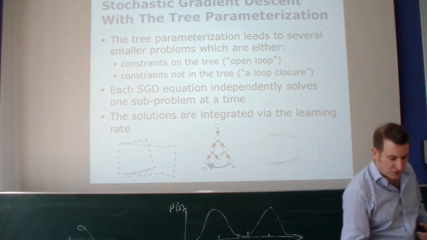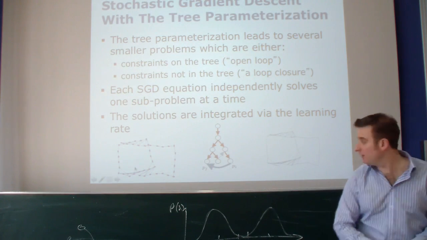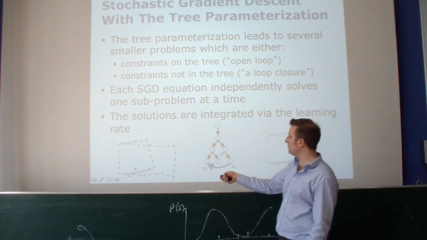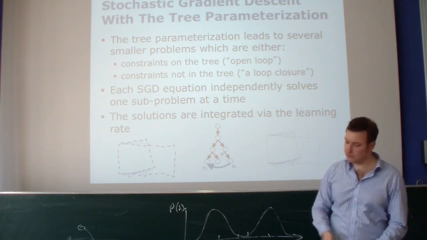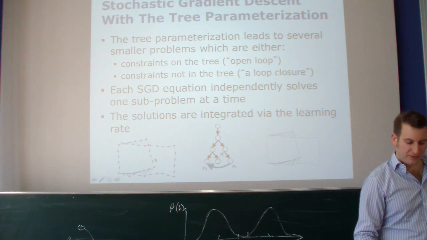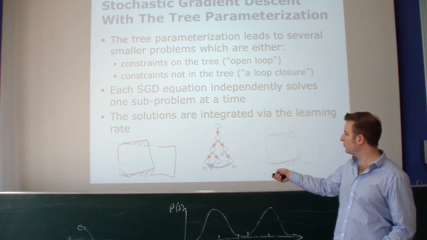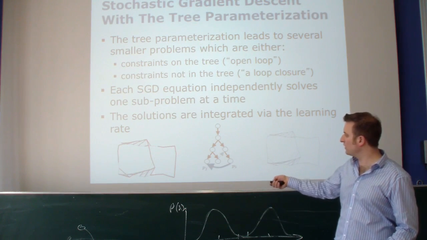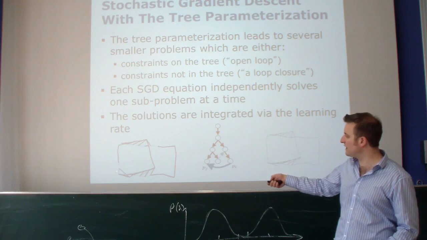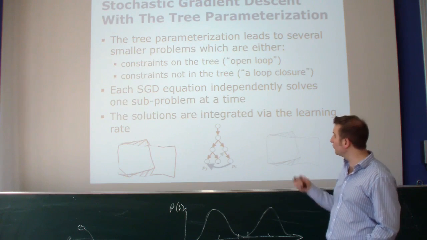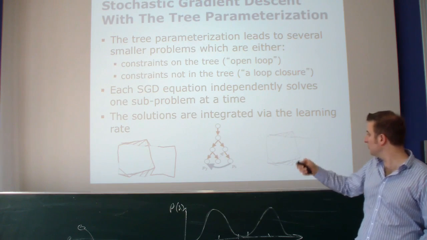So I have a small animation which shows how this works. Assume this is the structure we have right now of nodes. And if I compute the spanning tree, it may look like this. This is the tree structure I obtain. The red ones are nodes on the tree, and the grayish ones here are nodes which are not stored in the tree. These are these off-tree constraints, these loop closures.